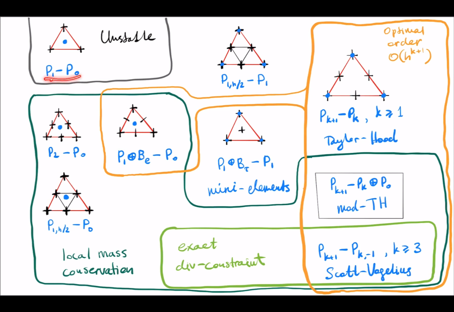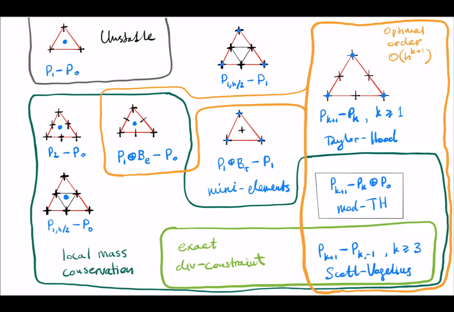Here we see that P1, P0 is unstable, but if we take P2, P1, which means that you have a piecewise affine continuous pressure and continuous quadratic velocity, we will get a stable element. These elements are called Taylor-Hood elements, and you also have higher order versions of these elements.